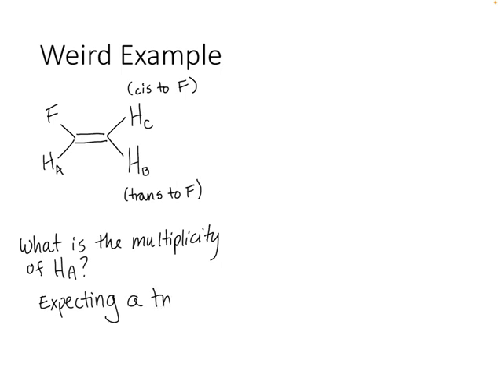But remember, I said this was a weird example. So we're expecting a triplet, but what actually happens, so let's see, we've got our peak for HA when it's not split. And then it will be split by HC.